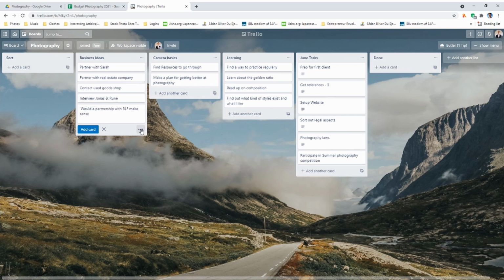Makes sense. Let's just do partnership with Billif. So we have this almost an incubator nearby, and maybe we could partner up with them in some way.